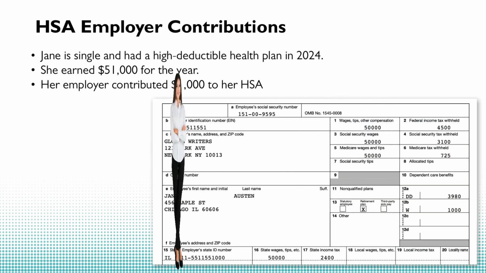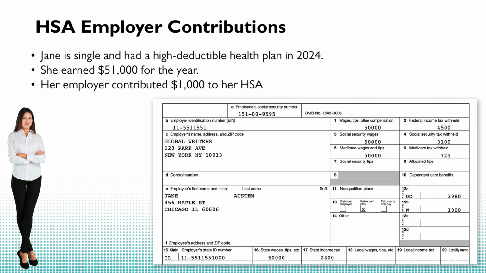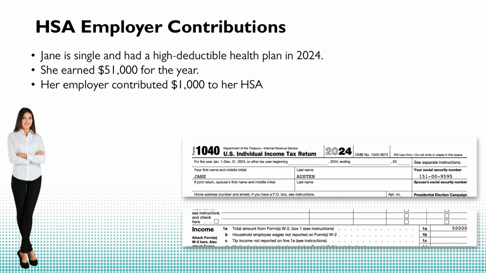Let's review the W-2 form. We know Jane's salary was $51,000, but Box 1 lists $50,000. That's because her employer's $1,000 HSA contribution, which is shown separately in Box 12, Code W, is excluded from taxable income. She doesn't pay federal income tax, Social Security, or Medicare tax on that $1,000. On her Form 1040, line 1A, her wages are reported as $50,000.